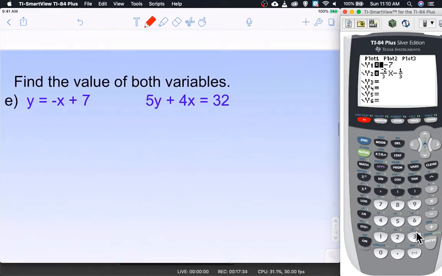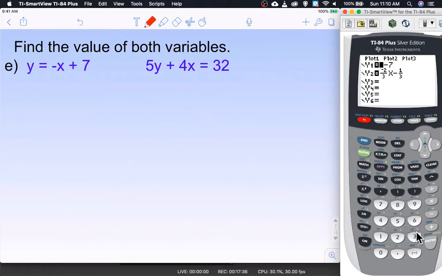Okay, letter E. Another practice problem for you. Go ahead and pause the video and do it now. When you're ready to continue, hit play and we'll go through it together.